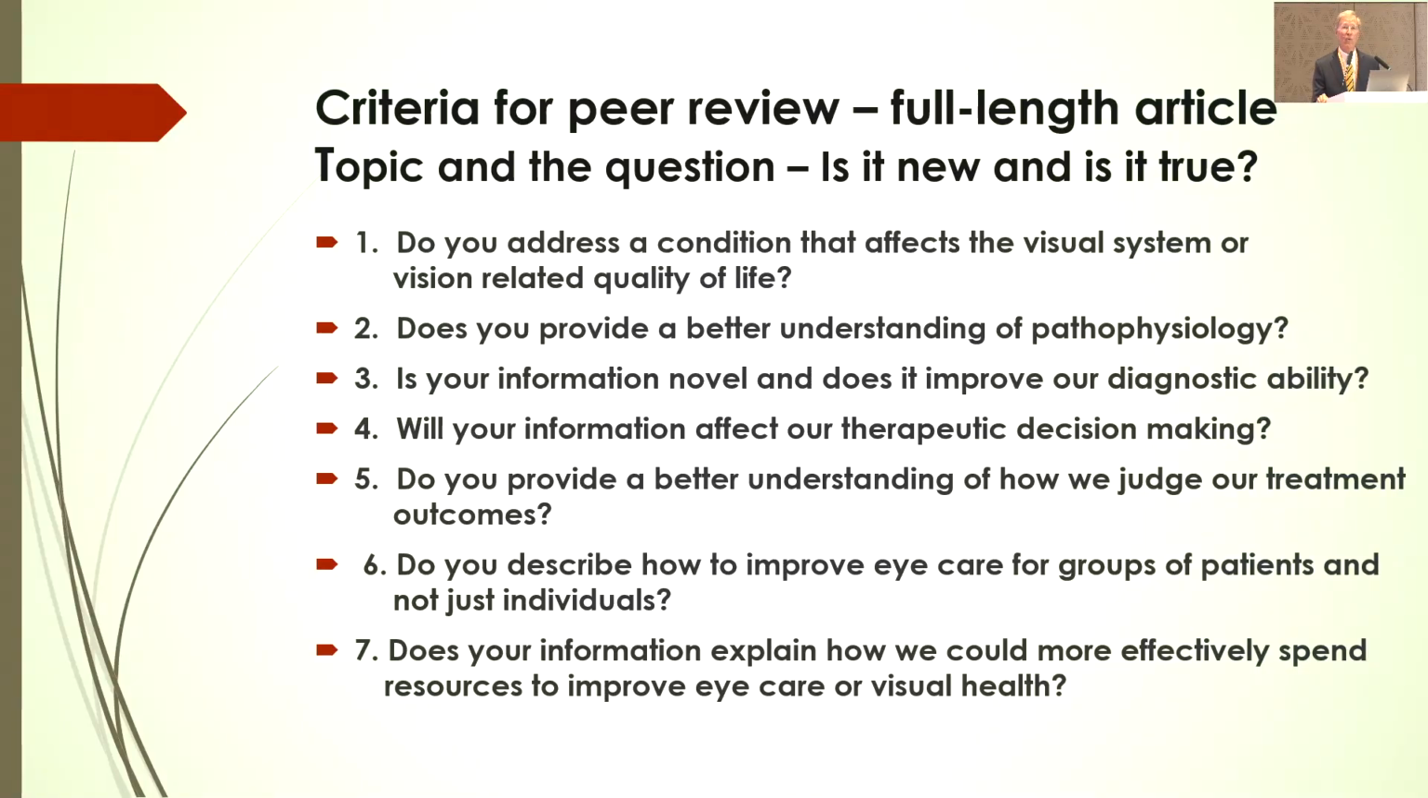That is, tell us how we can do a better job caring for patients. Or do you provide a better understanding of how we judge or measure treatment outcomes? Do you describe how to improve eye care, not just for individual patients, but for groups of patients or populations? And do you provide information that could more effectively spend the resources on how to improve eye care or visual health? It need not be all of those, but I think at least one of them must be clearly answered so the reader understands the importance of your work.